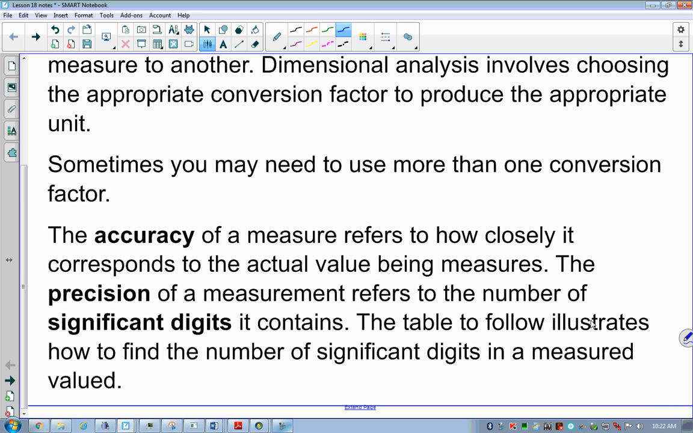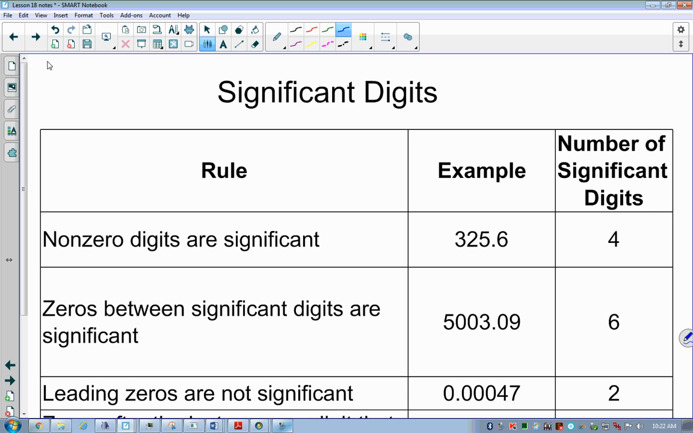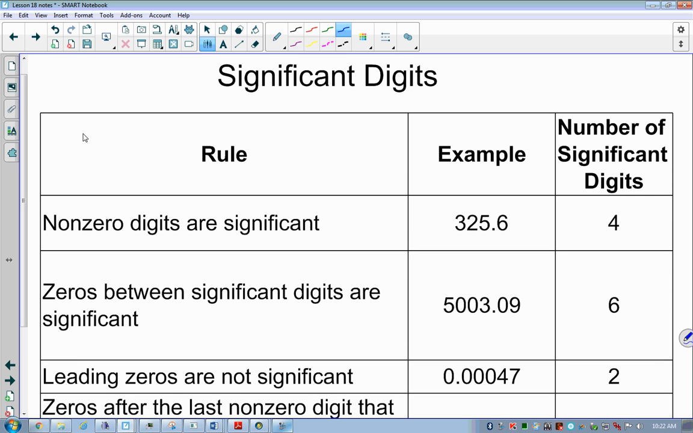So the table that we're going to look at shows us how to find the number of significant digits in a measured value. This is a chart you're going to want to refer back to or write down, because up to this point we really haven't asked you to answer questions in terms of significant digits. Remember, this is not scientific notation here. We're talking about significant digits. So we've got a rule. We actually have about four or five rules.